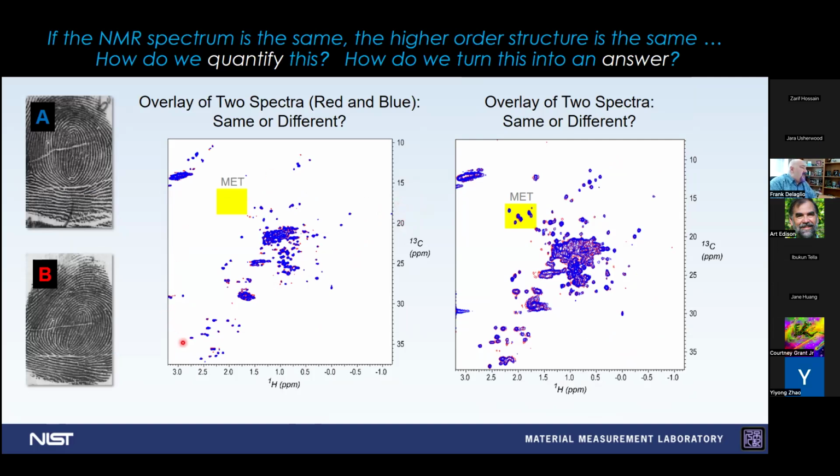And as a typical example, what you see here on the left are spectra measured on two different kinds of samples. One spectrum is in red, the other spectrum is in blue. And as you can see, they're almost identical to each other. And a similar case on the right-hand side, two different samples, one in red, one in blue. Can you look at these spectra and tell whether or not the spectra are the same or different? It's not easy even for an expert to do this.